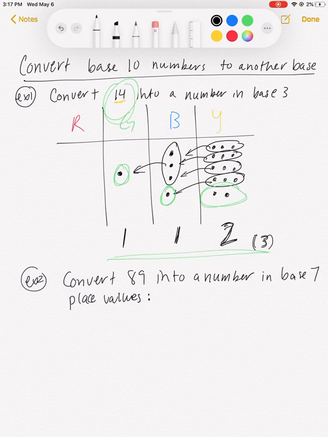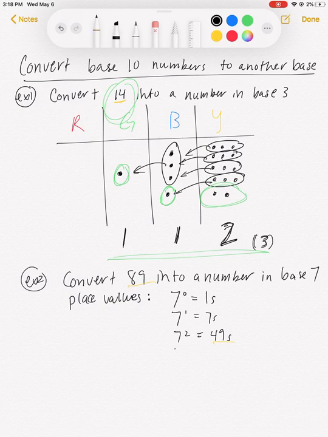Now the place values in base 7 start with the ones place, which is 7 to the 0 power. Right, so that's the ones place. And I will increase by groups of 7 as I go to the places to the left. So we have 7 to the first power is 7s. 7 to the second power is 49s. And I'm going to keep doing this until I notice that the place value is larger than the number I'm converting.